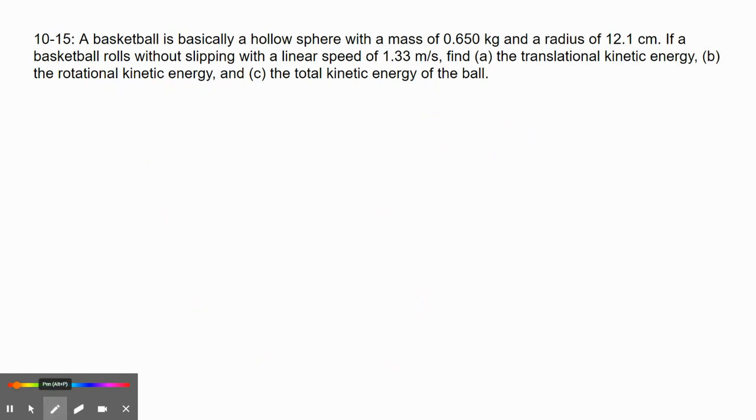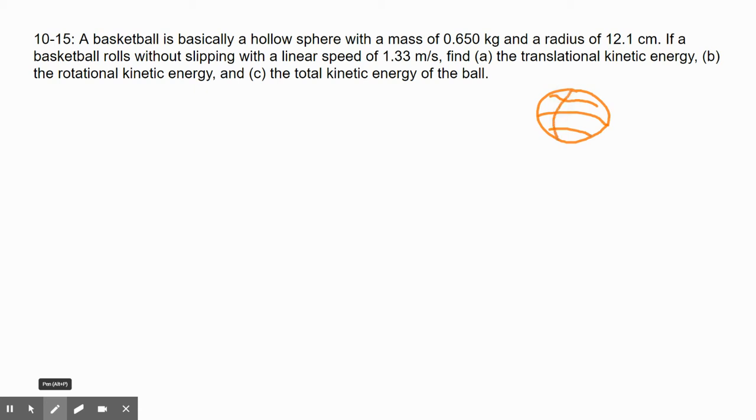Okay, so in this problem, we're looking at a basketball, which is pretty much just a hollow sphere. And we want to know what the translational kinetic energy is, the rotational kinetic energy, and the total kinetic energy of the ball. So if we have our basketball, I don't know how to draw this. What does this look like? Kind of looks like a basketball.